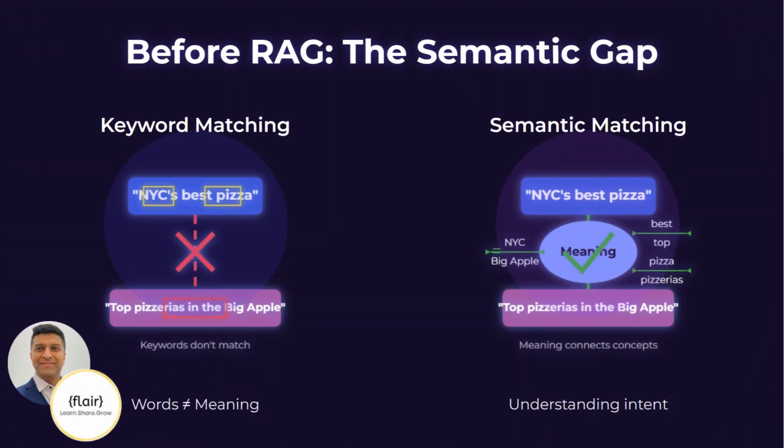Before RAG, search systems struggled with the semantic gap. Traditional search engines matched words, not meaning. They couldn't connect a query like "New York's best pizza" with "top pizzerias in the Big Apple." This mismatch between wording and intent is exactly what RAG solves by combining semantic search with generative reasoning.